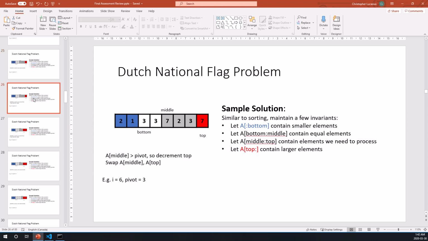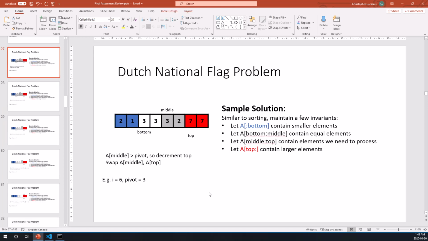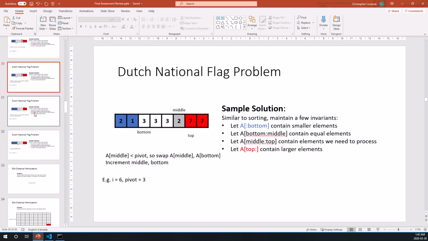And keep going. A of middle is larger than the pivot, so we're going to swap after we decrement top. So 3, 7, and then we get another red element. And now we see that A of middle is equal to the pivot again, so all we got to do is increment that middle and get another white element. And now it's smaller, so just swap the middle and the bottom such that this guy gets the value that it needs, which is the 2, and this 3 just goes over here as such.